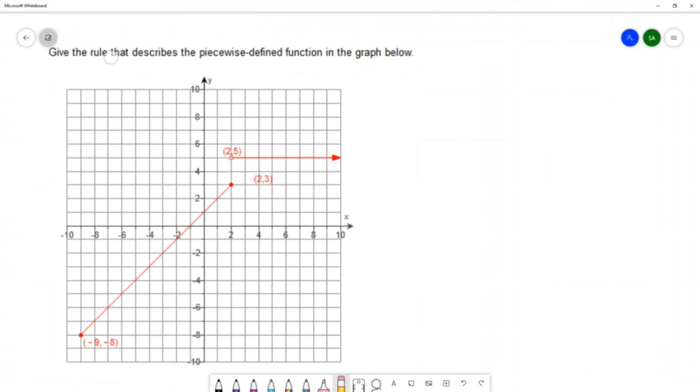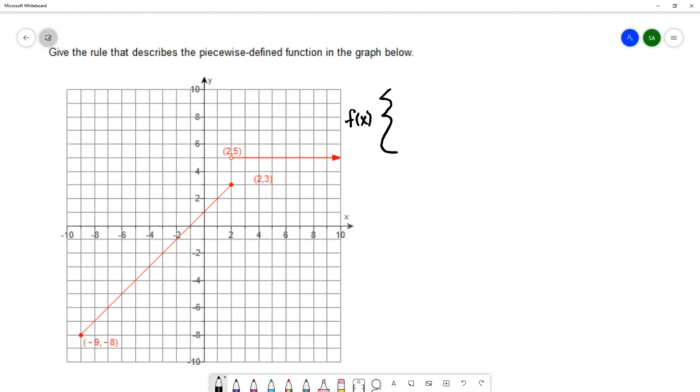Give the rule that describes the piecewise defined function in the graph below. So in this graph, we can see that there are two pieces. We have a linear piece here and a constant piece here. And I want to write that piecewise defined function. So first of all, noticing that there are two different pieces of this graph is going to tell me what format our piecewise function will be in.